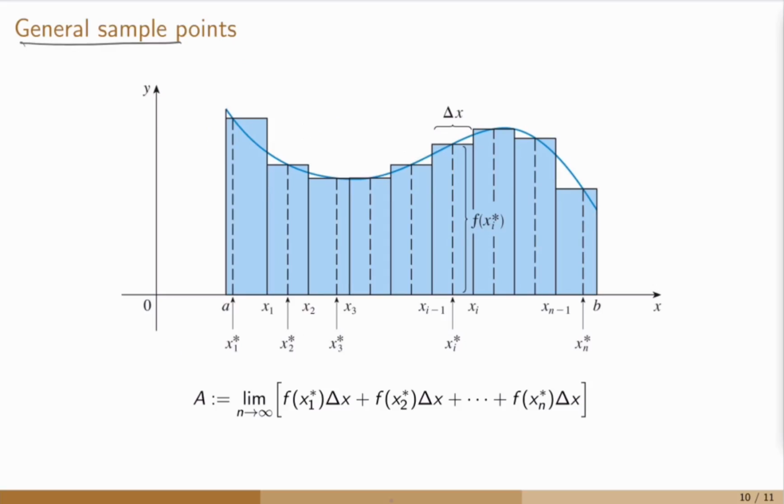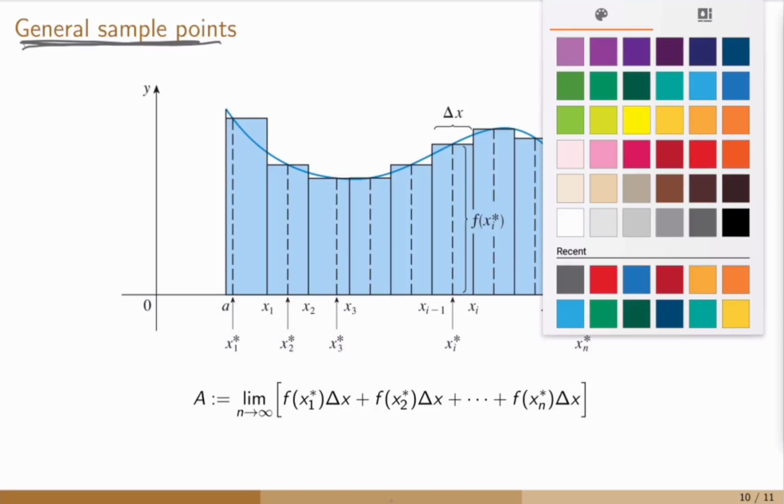Now it is interesting that we can actually use general sample points. So we do not have to use the left endpoint to be on the curve or the right endpoint of a rectangle being on a curve. We can have any point of the rectangle touching the curve. So let me show this here in this graph.